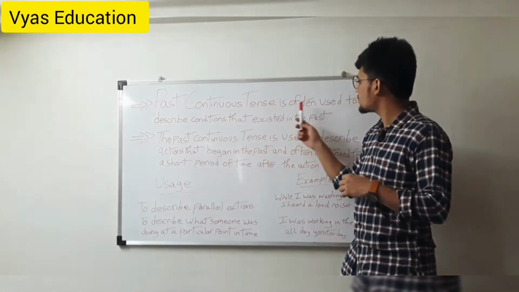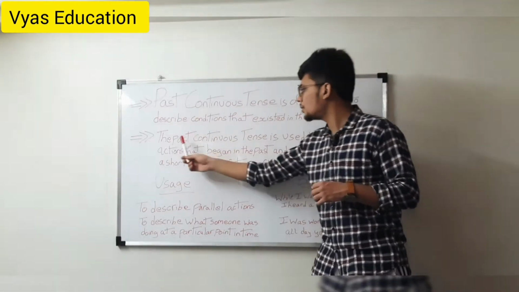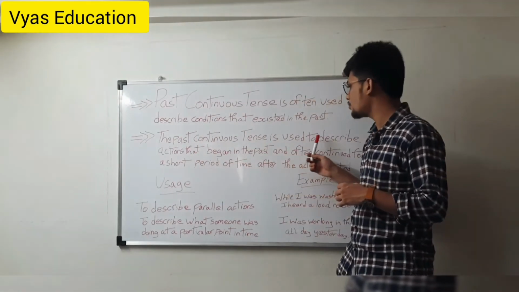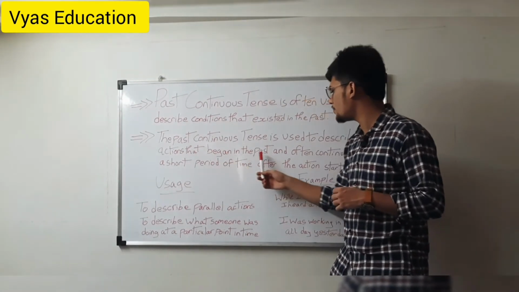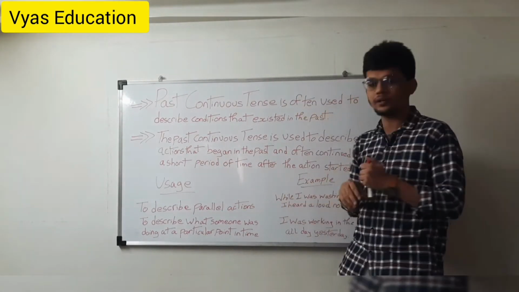Past continuous tense is often used to describe conditions that existed in the past. The past continuous tense is used to describe actions that began in the past and often continued for a short period of time after the action started.